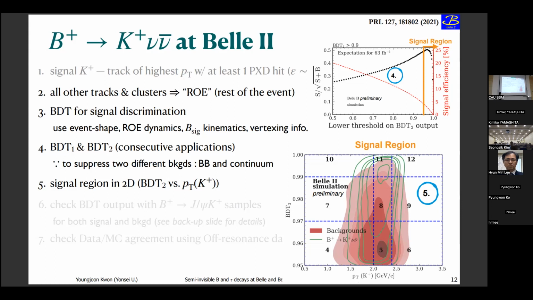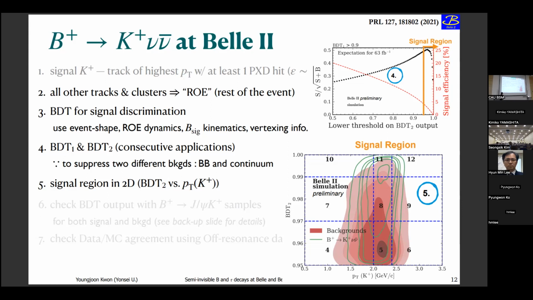Actually this BDT is applied in two steps: a consecutive application of the first BDT and the second BDT. First we apply BDT one, then select events that have larger than 0.9 something. I think it's 0.95 for the signal region of the first BDT. Then for those events that pass the first BDT, we apply the BDT again with the second set of variables, and that will be used as one of our signal extraction variables, the vertical axis here.